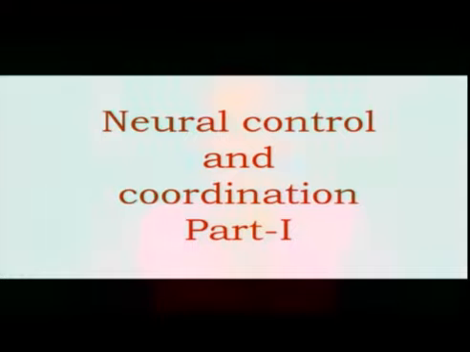Today we are going to talk about the nervous system and how it regulates the various functions of the body. In part 1, we are going to discuss only the very basic concepts: what constitutes the nervous system, the basic unit of the nervous system, which is a neuron, and how it generates the electrical impulse and then conducts it.